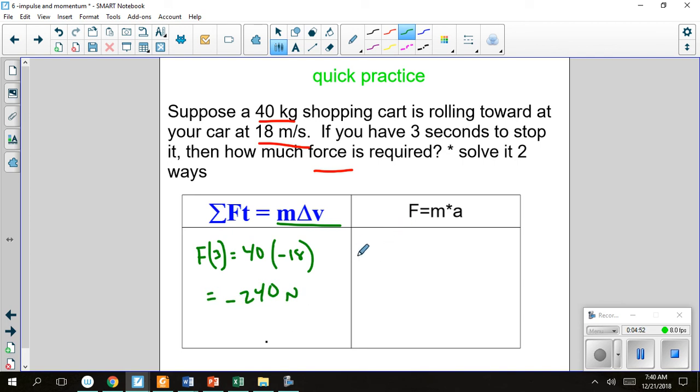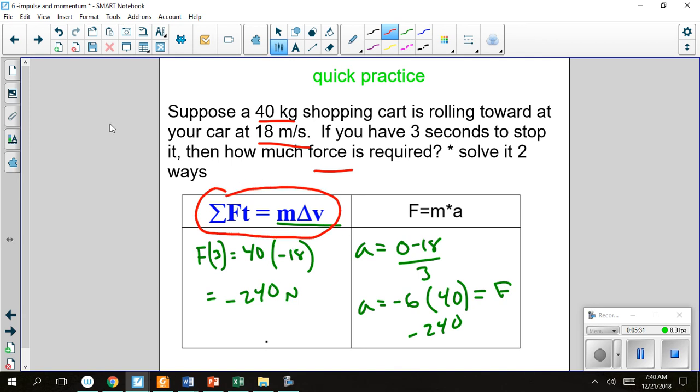Now if you do it the other way, you're going to have to break it up into steps. So our acceleration should equal our change in velocity, which is 0 minus 18, divided by 3. So our acceleration equals -6 times our mass, which is 40, and that should give us our force, which happens to be the exact same, -240. So either way works. This one will probably be more helpful as we move forward.